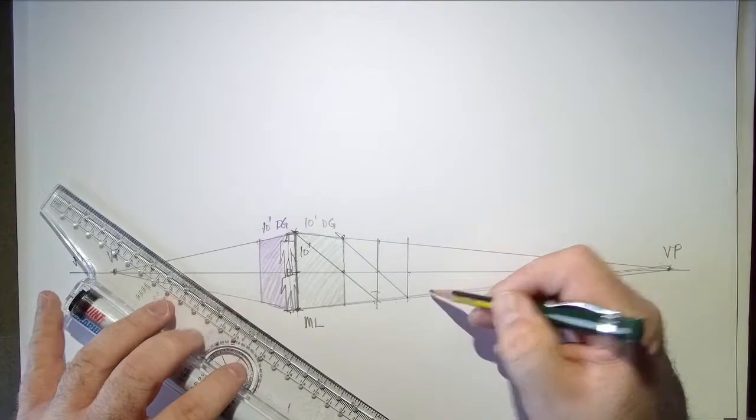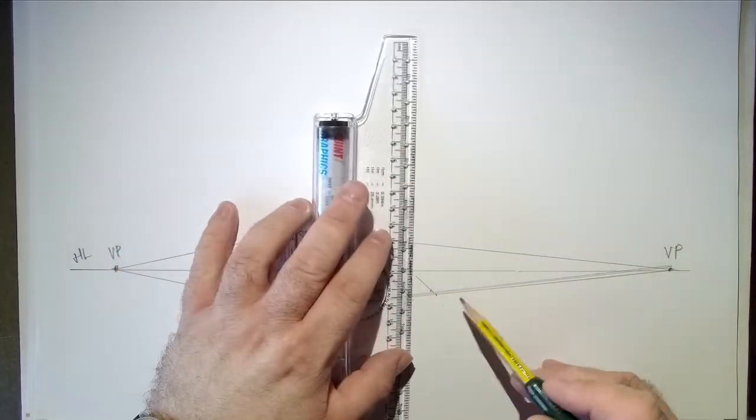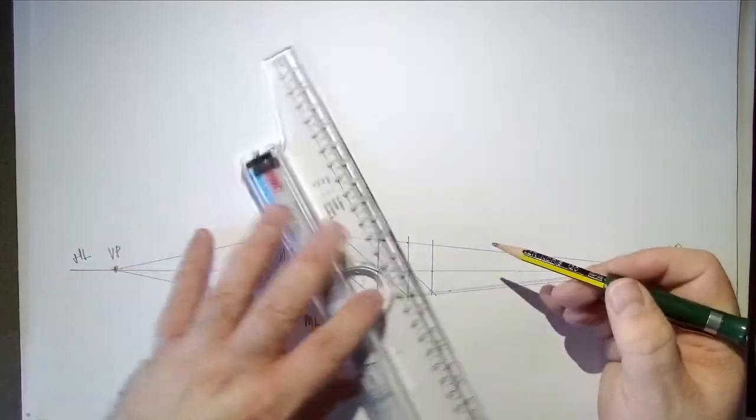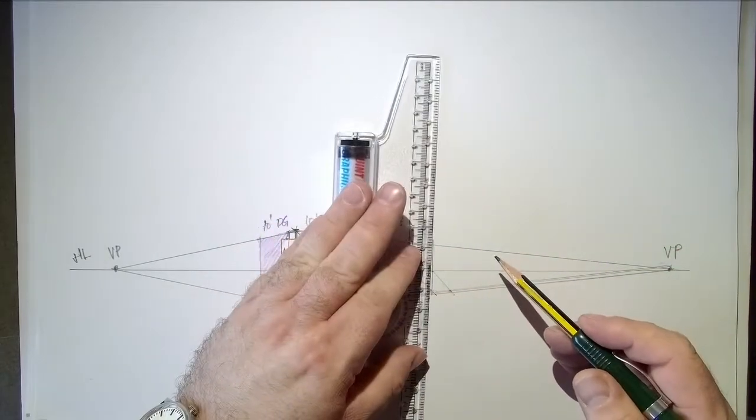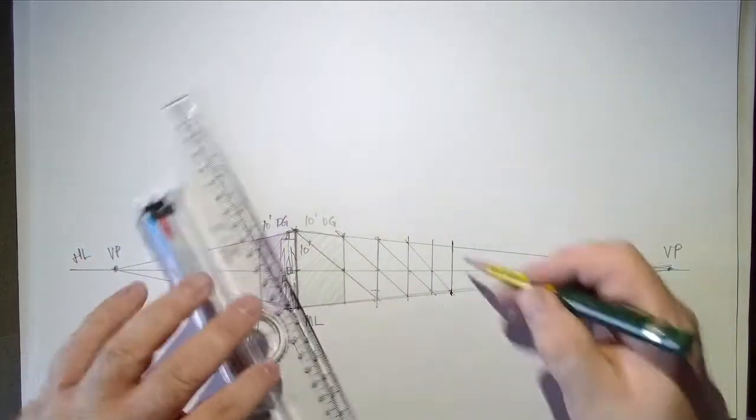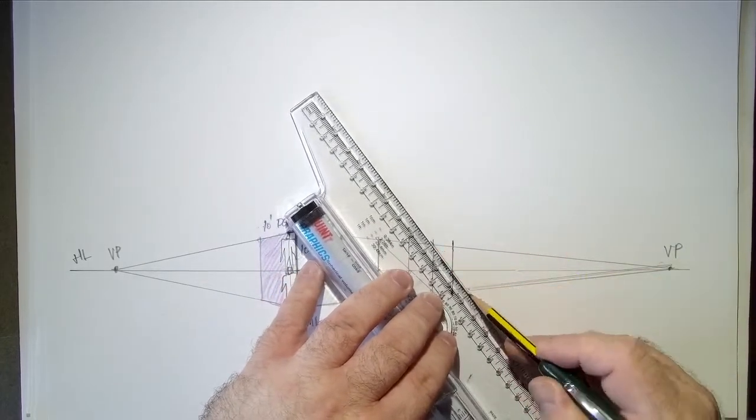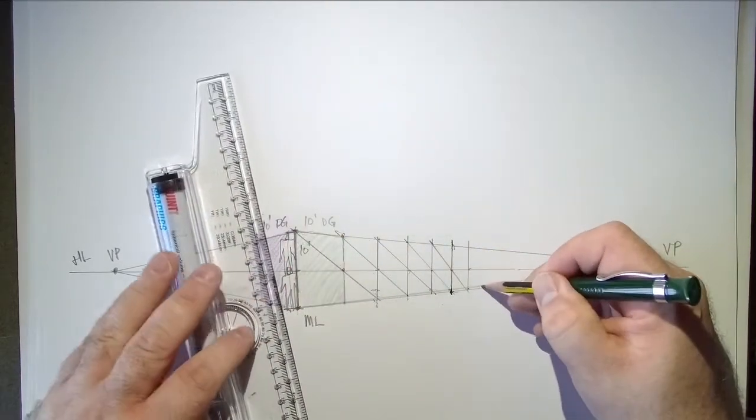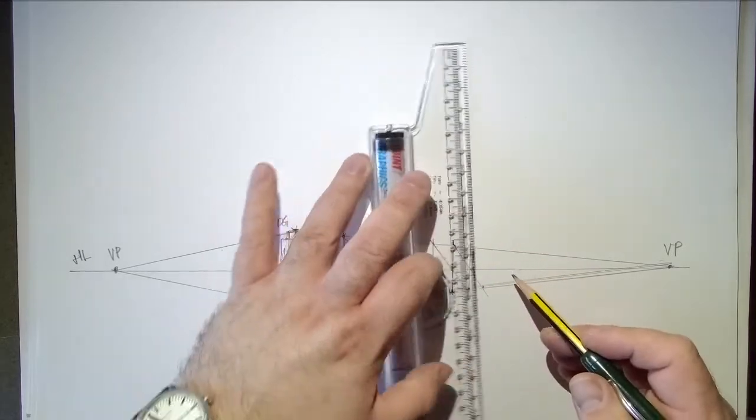Here to here represents the next 10 feet. And so on. From here to here represents the next 10 feet, and here to here, and here to here. You get the idea.